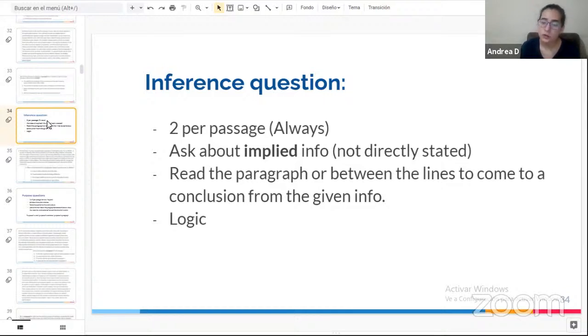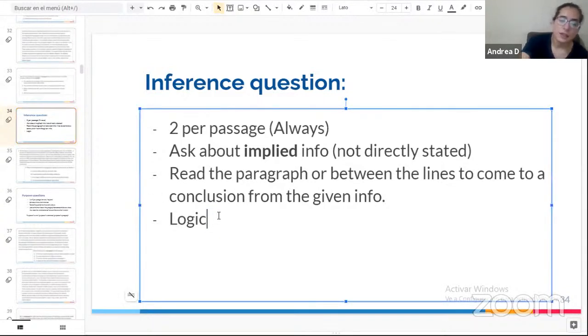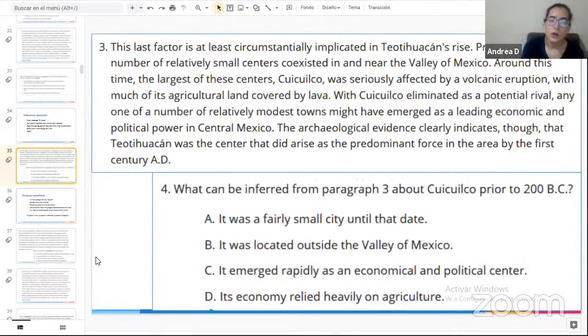Okay, so you don't have to find the answer; you have to get to it. You have to draw your own conclusions and come to a realization. Basically, it's all about logic. So you will see what I mean. And they're not that frequent, but you will always have two per passage. So let's take a look at this example in here.